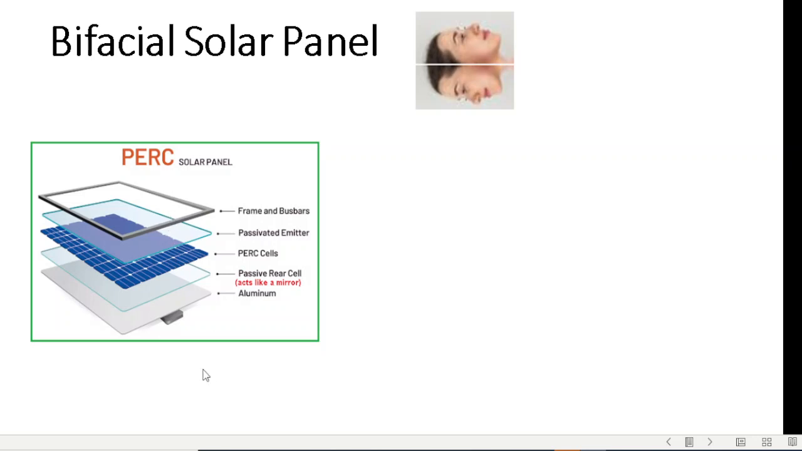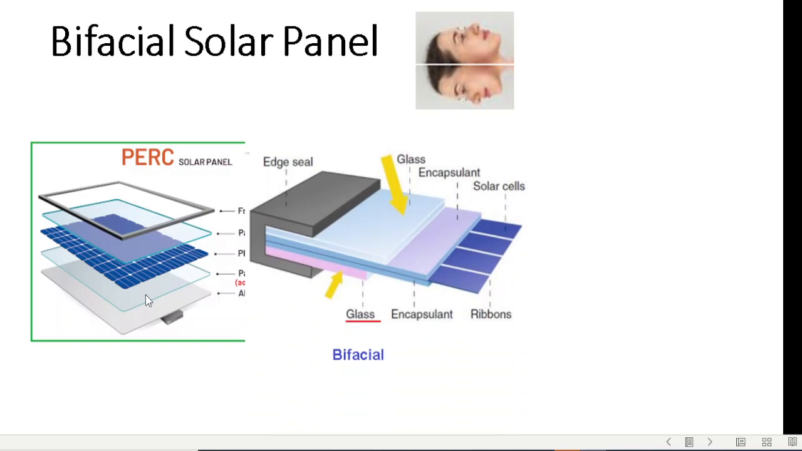this is the PERC cell. If you remember, light was reflected from here. But in this case, what changes they have done is that they have removed this reflective surfaces. And let's see here. So the reflective glass has been replaced with a normal glass. So what will happen? The light will now go all the way down. And now this aluminum surface has also been removed. So it is a normal glass actually.